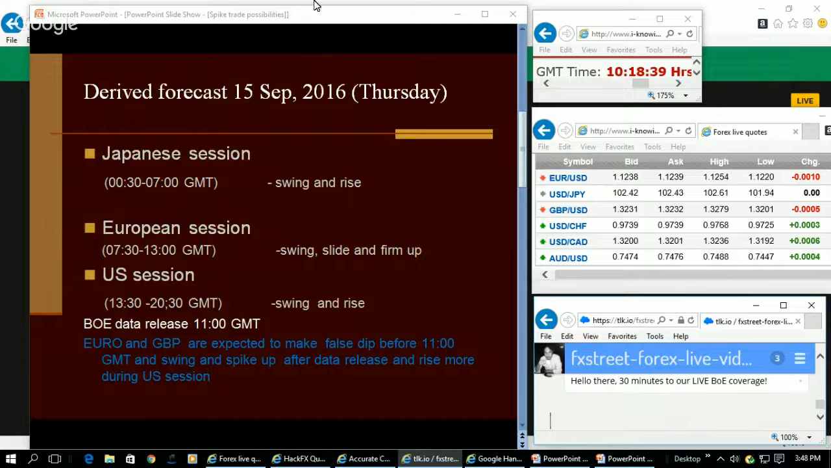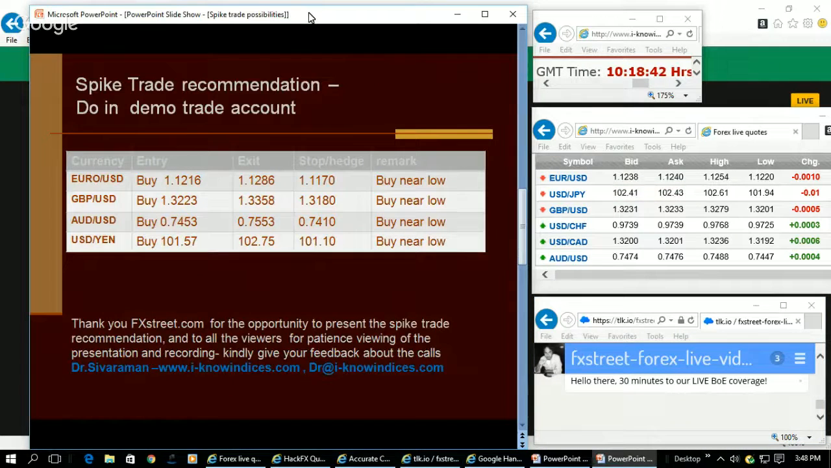Let me give the call now. They're expected to make a small dip in the case of euro, 1.1216 level. So probably we can just wait for the dip to happen and try to pick up the buy position around there. They came down to 1.1220. Probably they could come down up to that level, and if they just hold or make a brief down stop and go up, try to pick up a buy position, and later on they are expected to make an upward spike. Use the hedge order to limit the risk, 1.1170.